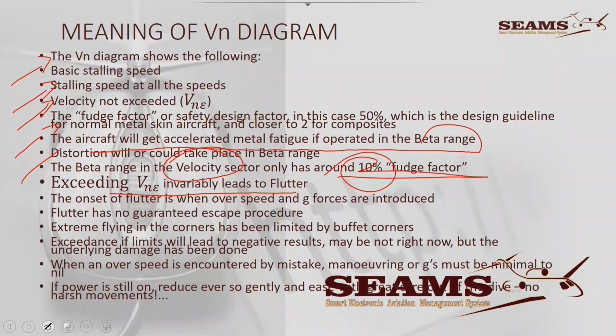Leads to flutter. There's no guaranteed escape procedure for flutter. Streamlined flying in the corners is limited by the buffet corners. Exceeding the steepness limit will have negative results. Maybe not right now, but underlying damage has been done. When an overspeed is encountered by mistake, maneuvering Gs must be minimal to nil.